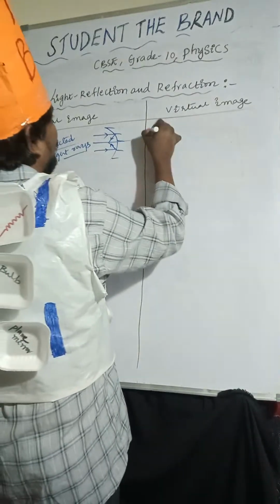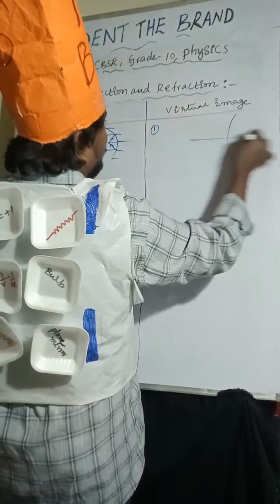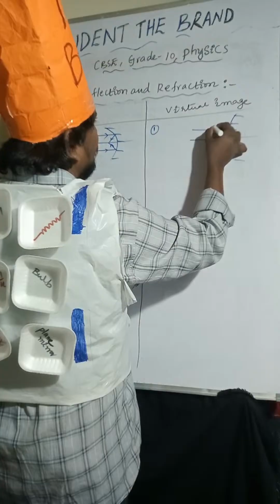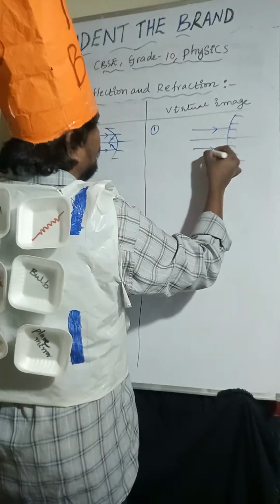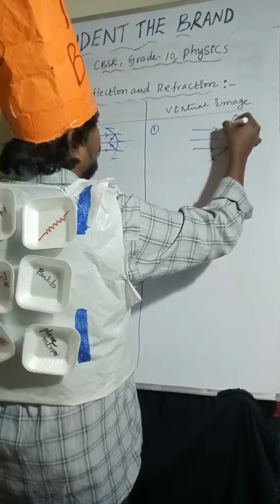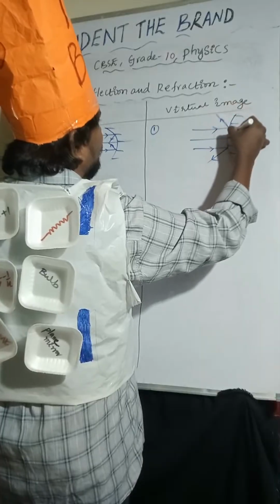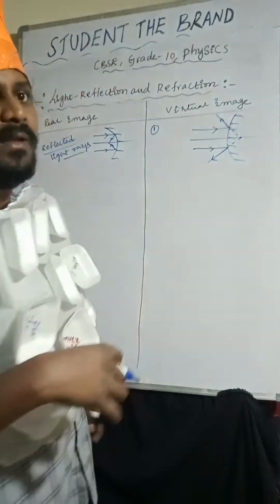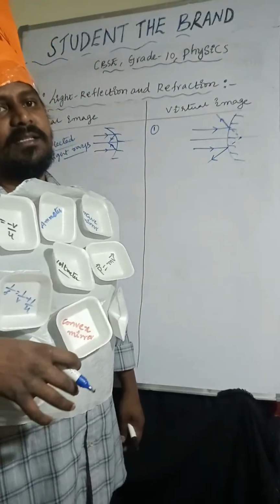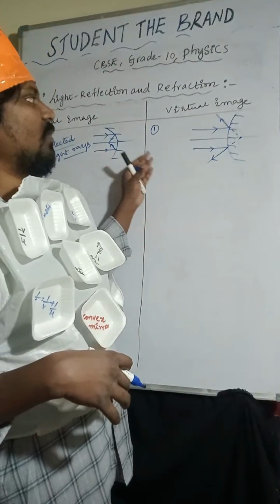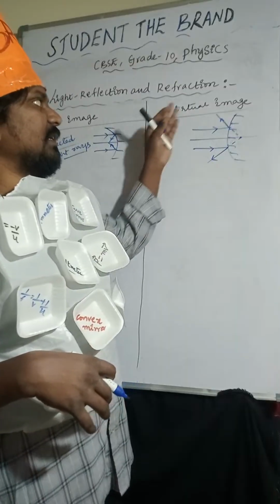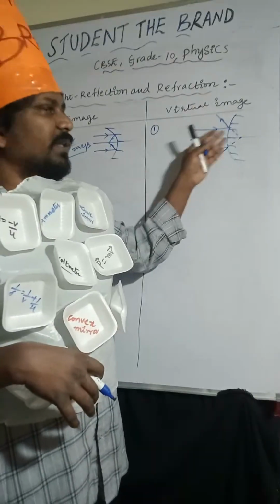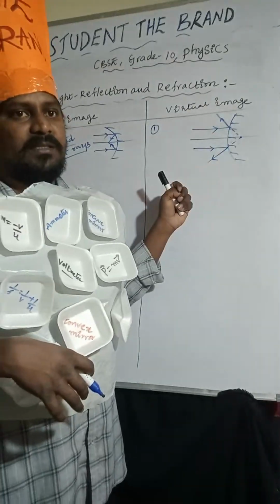Here, if you are taking the convex mirror, these are the incident light rays. After that, if you extend these light rays, the image will form here. The point of intersection of the extended reflected light rays appears to meet at one point. So that is called a virtual image.